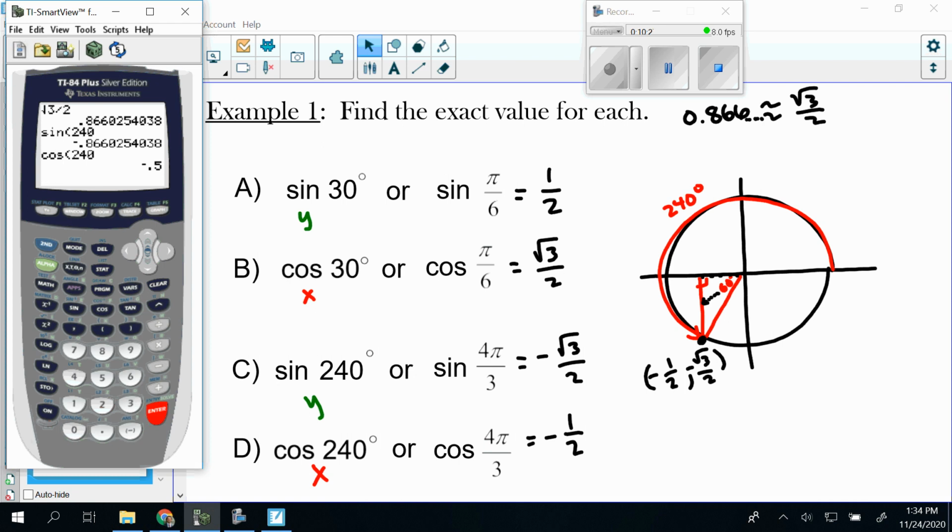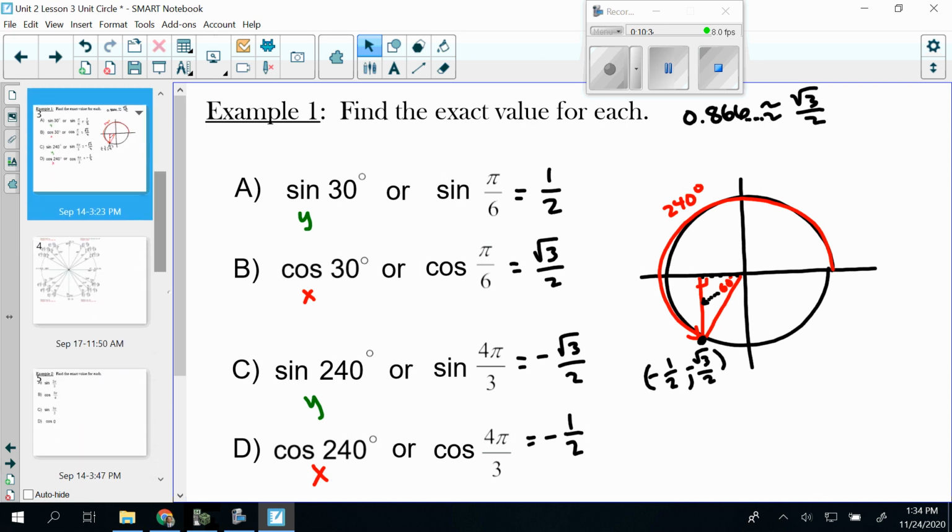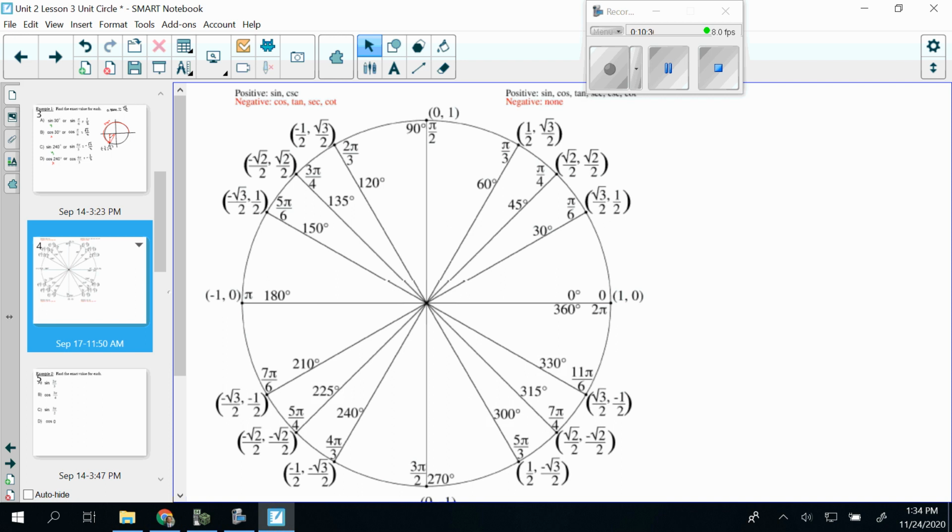All right, so that's using the coordinates of sine and cosine to find those, knowing which one's the x and which one's the y. Again, there's our list here. You can see 240 does come out to be what we had there.